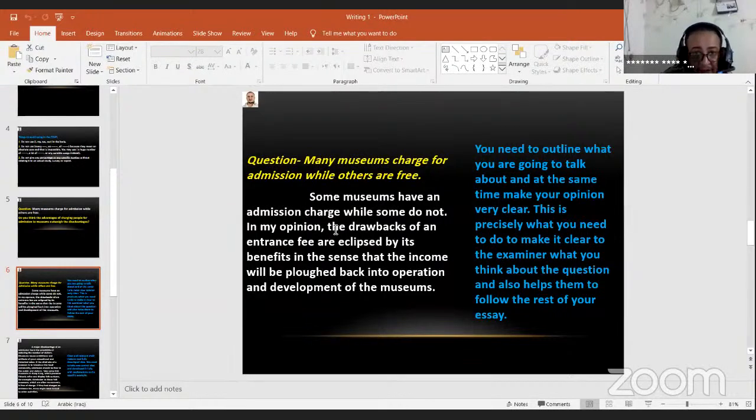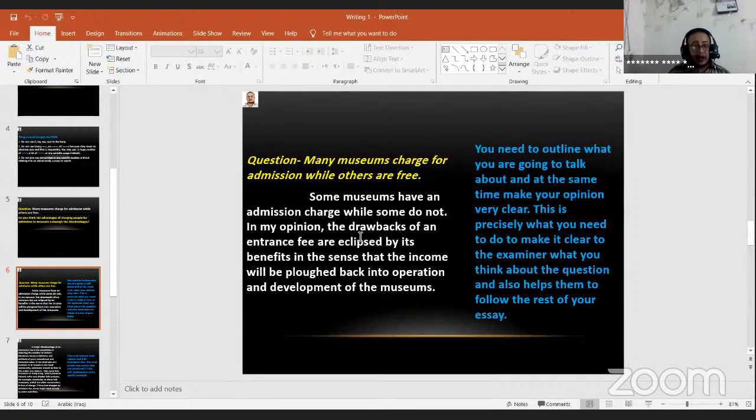The drawbacks, look at the answer: the drawbacks of an entrance fee. Drawbacks here means disadvantages, but this is a high band word score. Of an entrance fee are eclipsed, means covered, by its benefits. In the sense that means the reason. After writing the answer to the question, you need to give reasons. In the sense that the income will be plowed back, that means will be exploited, will be employed also, but plowed back is a high band word, into operation and development of the museums.